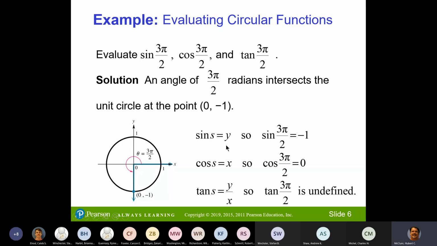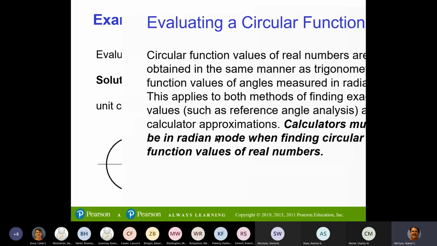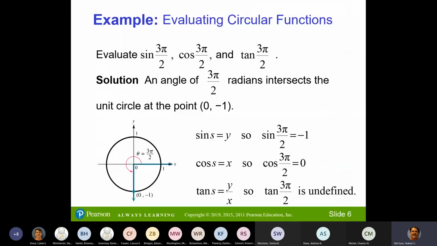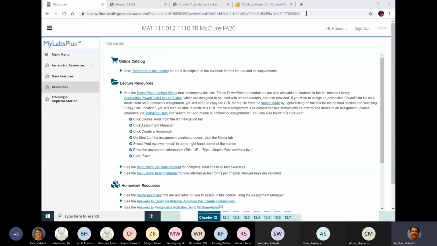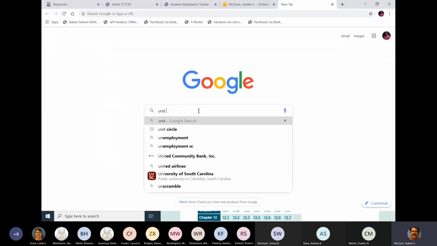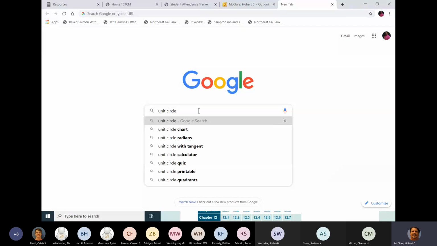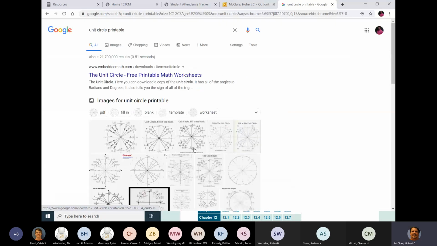Well, I'm going to go ahead and tell you this. Probably the best thing for you to do is go to Google or wherever and type in unit circle. That's it, unit circle. And you might want to add printable. And here they are. You just pick one out. And I'm not saying learn it, I'm not saying regurgitate. That's not what I'm saying.